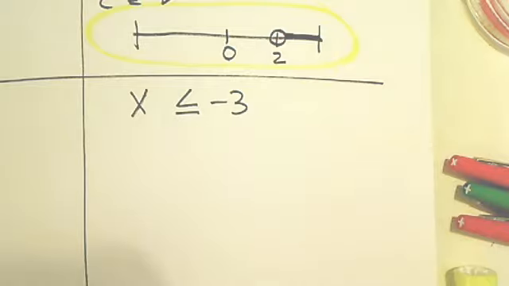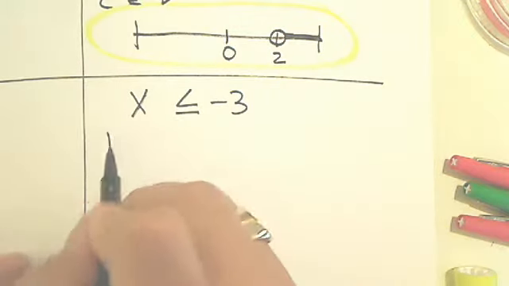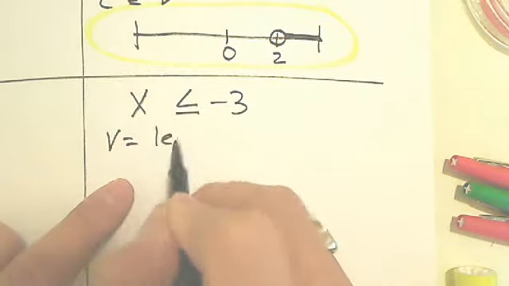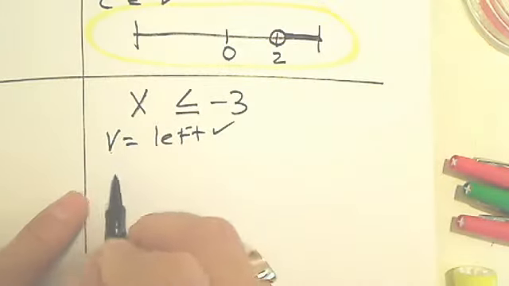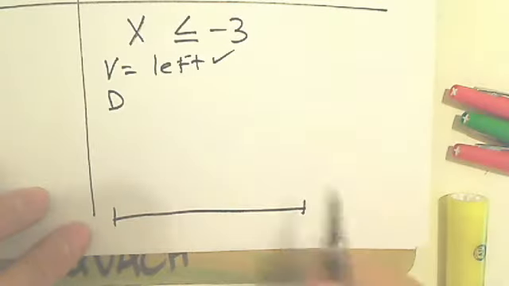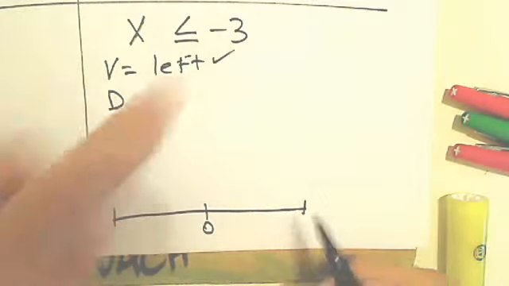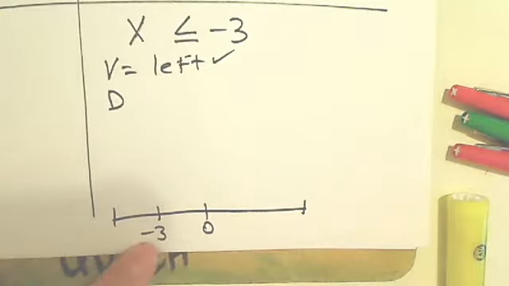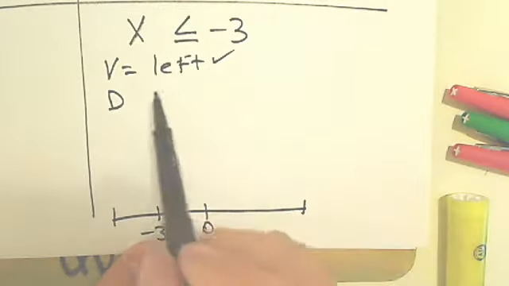Okay, let's check. Is the letter on the left side? Okay. Draw a number line. I'm going to scoot down a little bit. 0 is in the middle. Negative 3 is over here on the left side. So I draw it already.